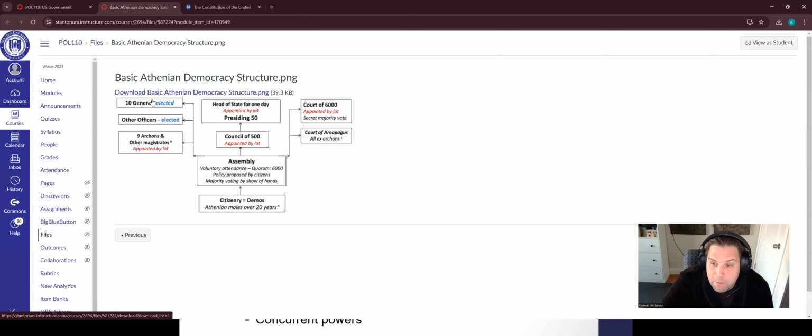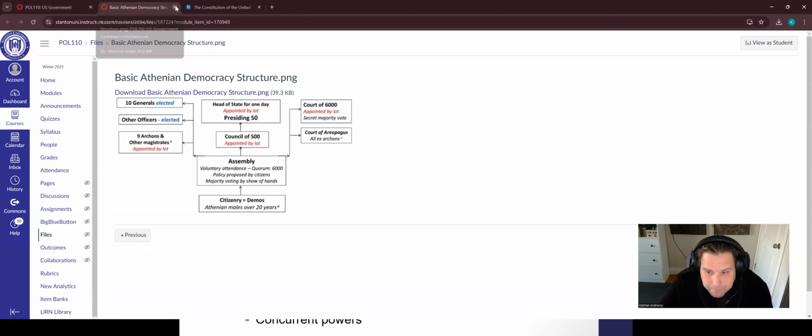You had 10 generals that were elected from the citizenry, and then you had other officers that were elected from this assembly, okay? And then here in the middle, you had a council of 500, which again was appointed by lot, that established the head of state for the day, which again was chosen by lot, and the presiding 50. So these were the individuals that were the head of state was the chief executive, and then you had 50 other individuals that were ultimately responsible for determining what would get on the docket for that day in terms of political decision making.